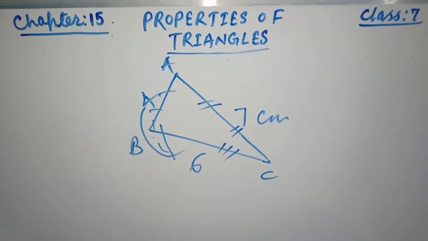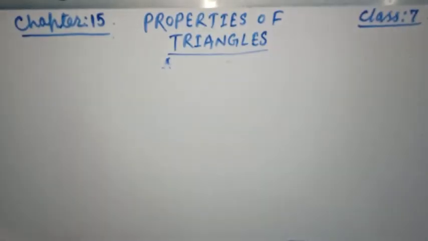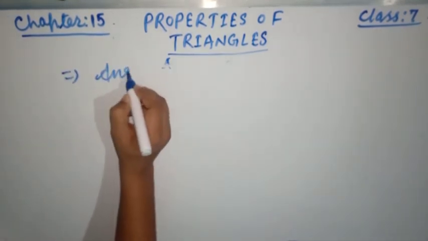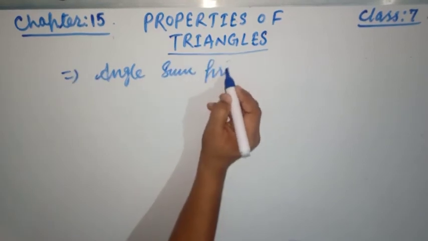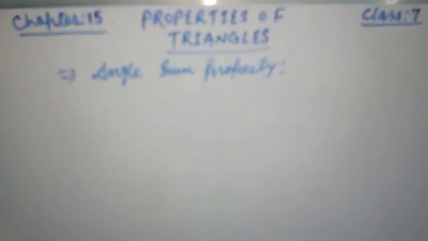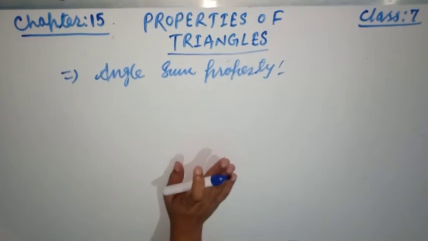now move to the next one, a very important theorem. The theorem is the angle sum property. Angle sum property means the sum of three angles of a triangle is 180.